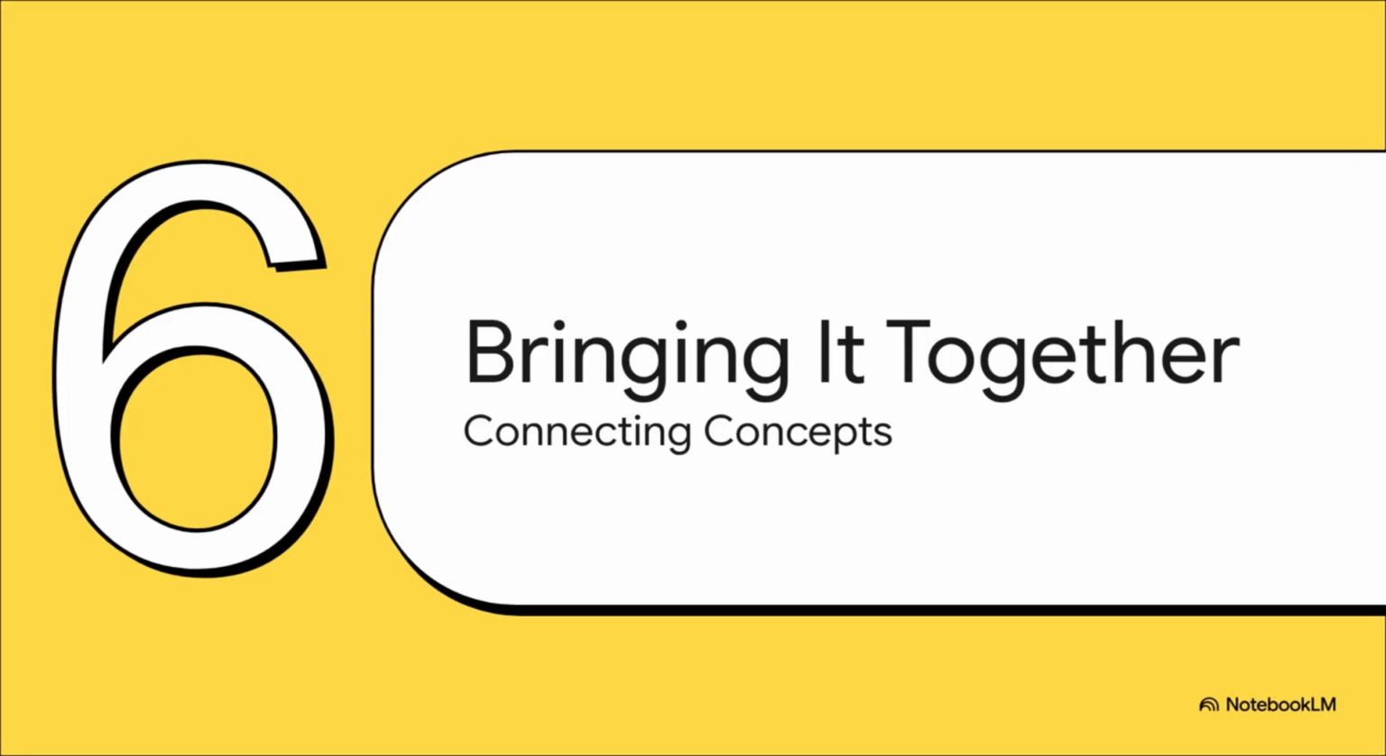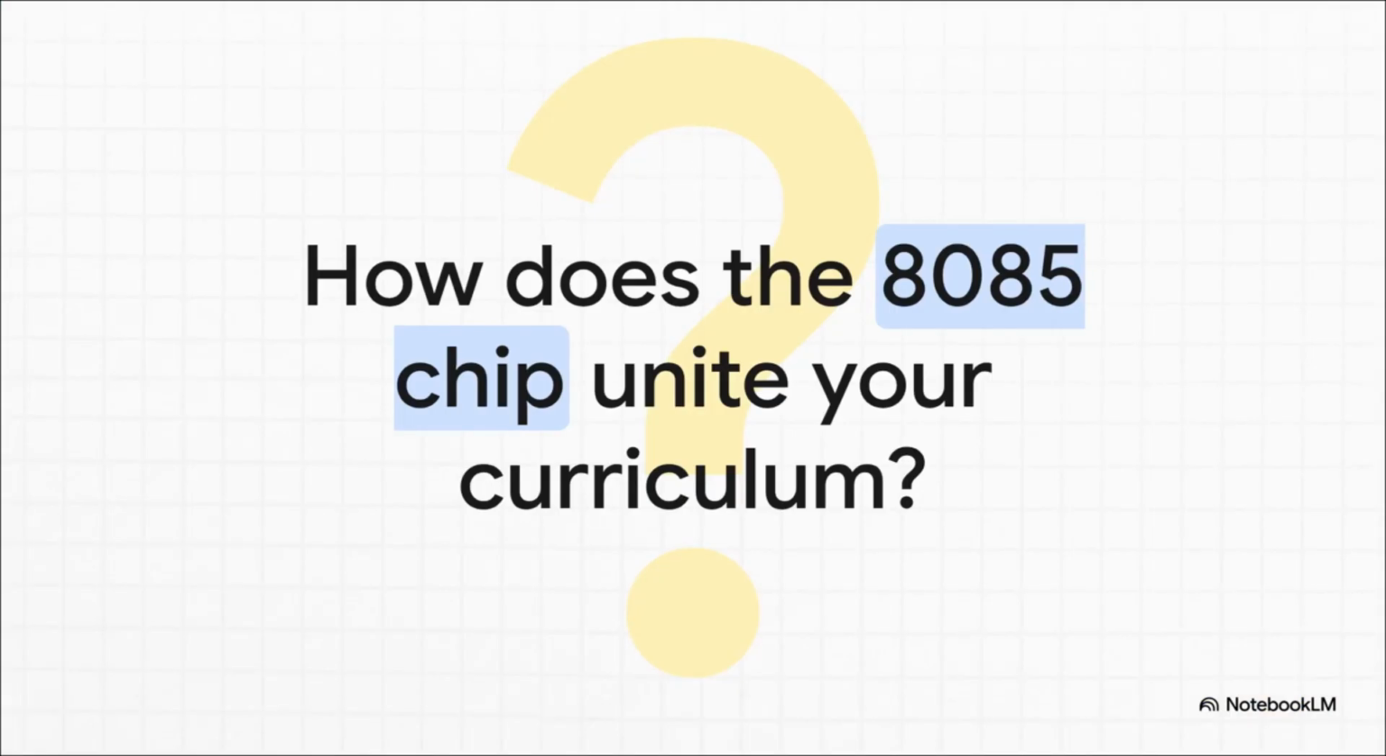Finally, Section 6, bringing it all together. We've covered a massive amount of ground today, from physical silicon pins all the way to abstract addressing modes. I really want you to look at this question on the screen and reflect on your own learning journey for a second. How does the 8085 chip unite everything you've learned this semester? Because what we're looking at isn't just some isolated topic. The 8085 is the keystone that locks your entire computer architecture curriculum right into place.